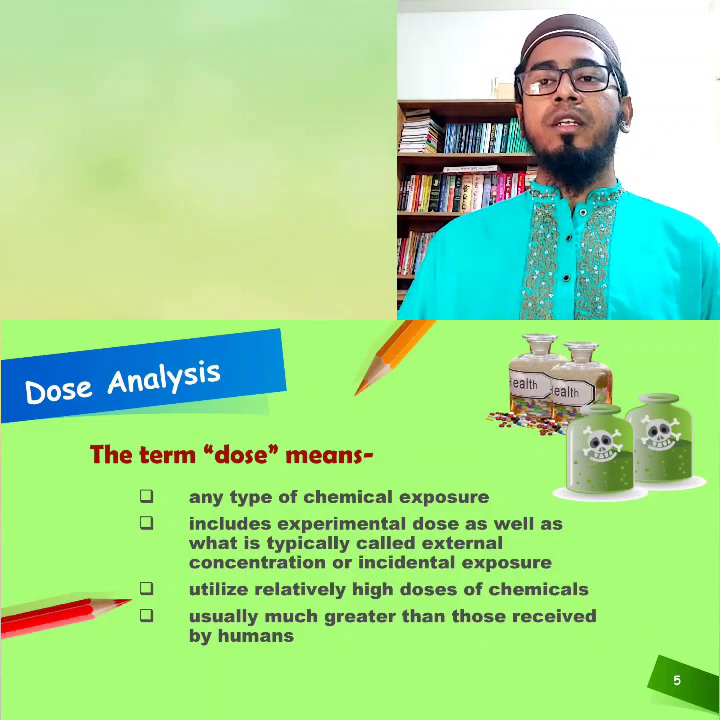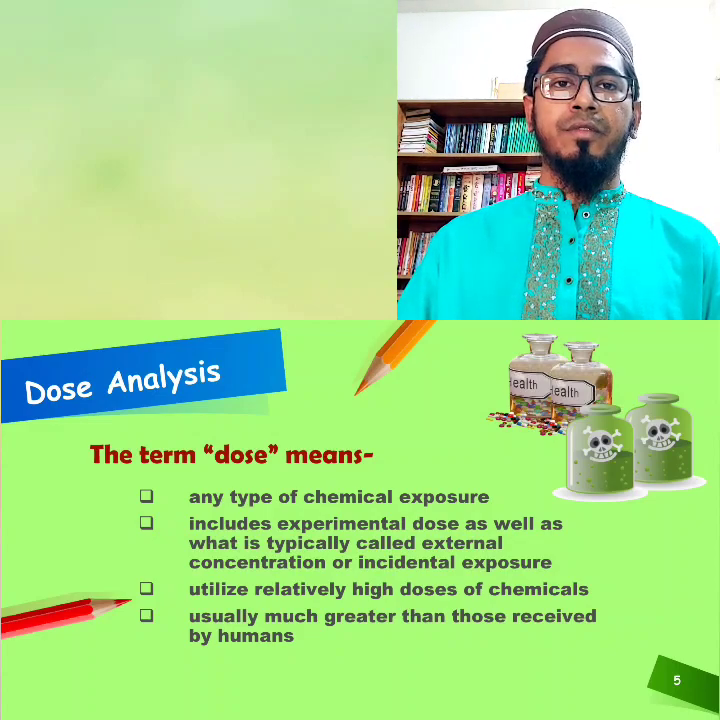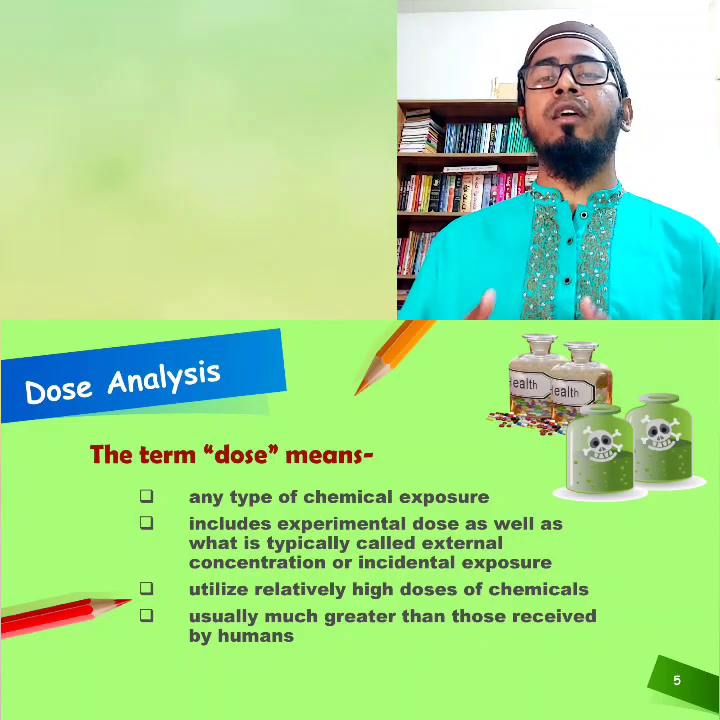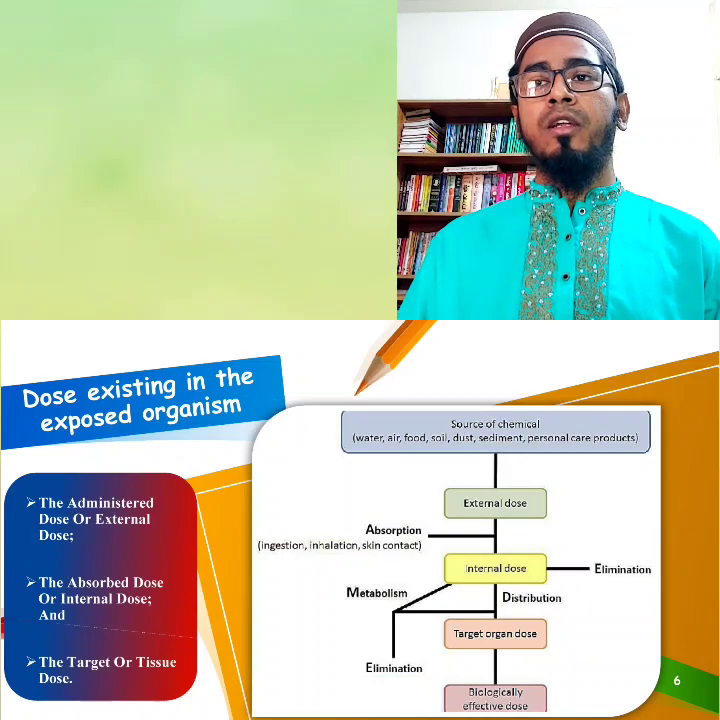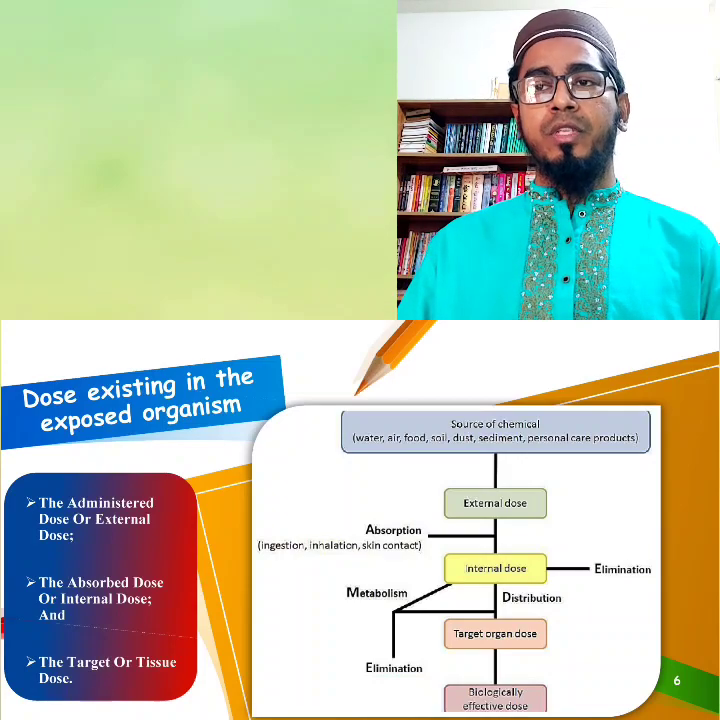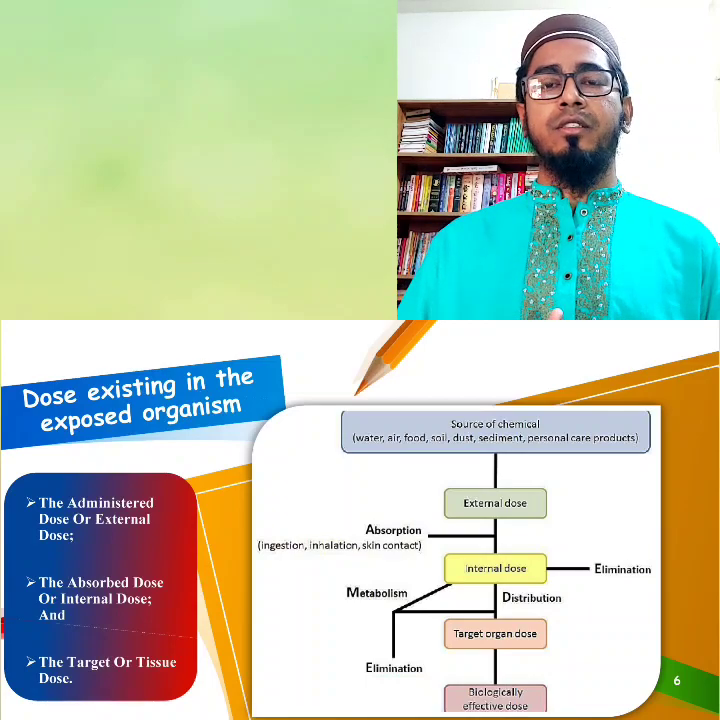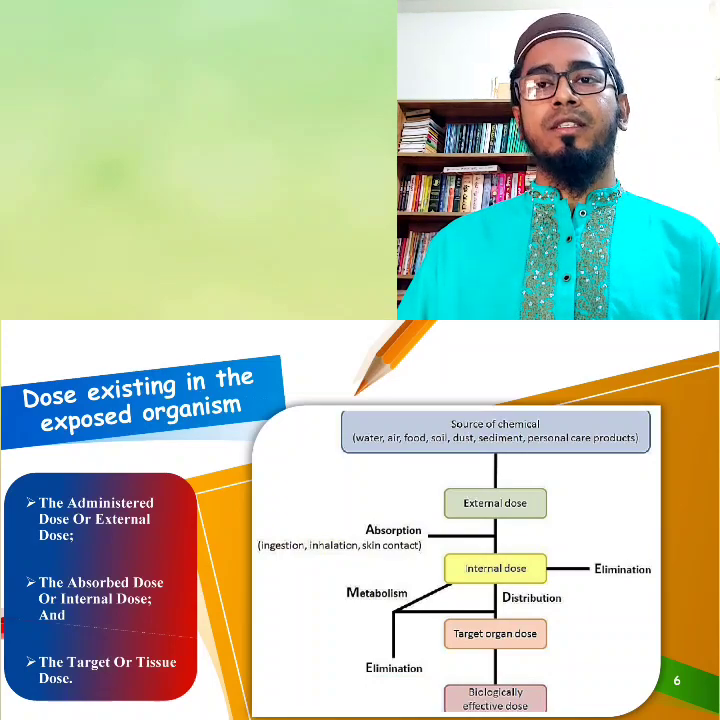Typically, animal studies utilize relatively high doses of chemicals so that unequivocal or clear observations of the effect can be obtained. These doses are usually much greater than the normal doses received by humans. Now, dose existing in the exposed organism. There are different types of dose that arise from scientific investigations, and these have different interpretations and should be distinguished properly while performing the risk assessment.